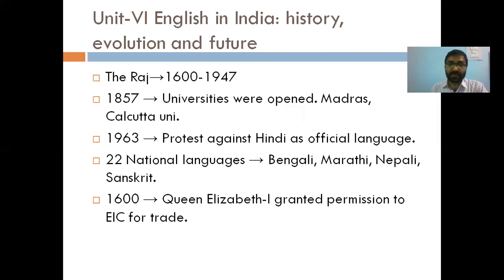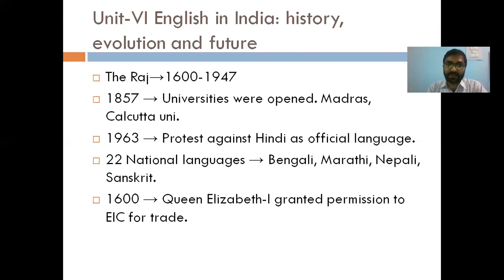This period is called the Raj. In this Raj period, the evolution of the English language happened, and we come to know its role through this period. I will make you aware of these important years, from 1600 to 1947, and how English played its role and developed in the Indian scenario.